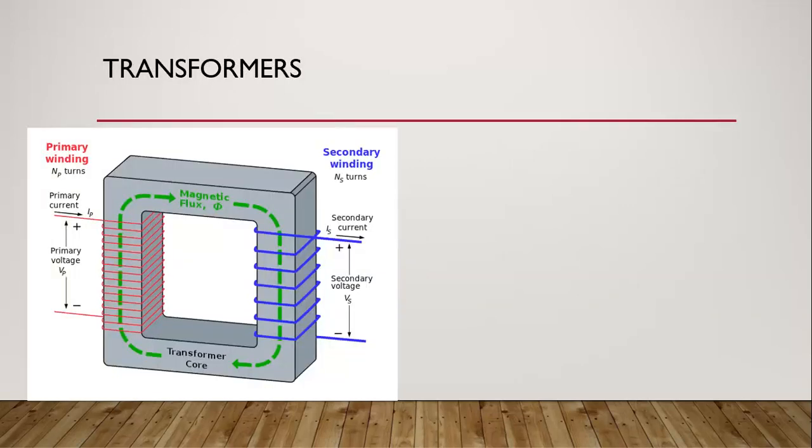Now, one place where we use mutual inductance all the time, even if you don't know it, is in what's called a transformer. Basically, in a transformer, what you have is a current with one voltage coming into the transformer, and you're causing a magnetic flux. And as you're changing that magnetic flux, you're inducing a current in a second set of wires. So let's look at how this works.